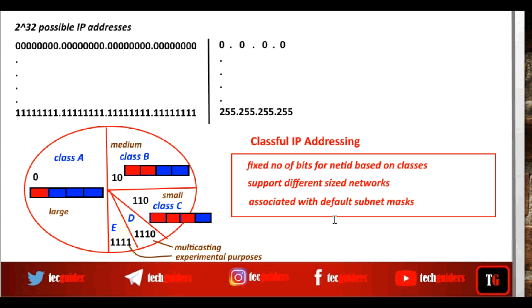But as the internet grew faster and the requirements kept on increasing, the depletion of IP addresses was found to be a major issue. The flexibility provided by classful IP addressing was found to be very little.